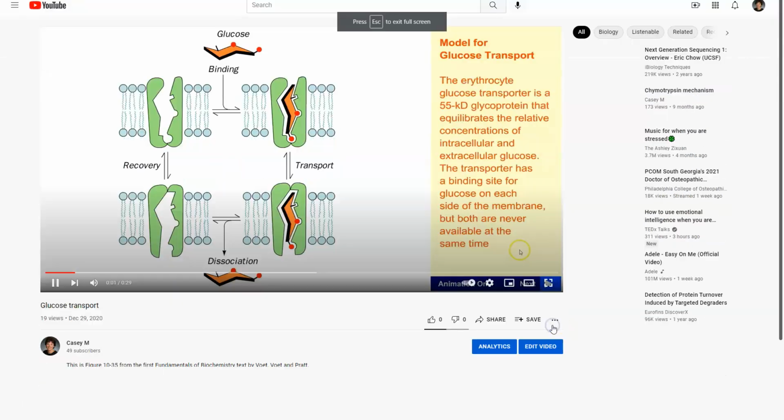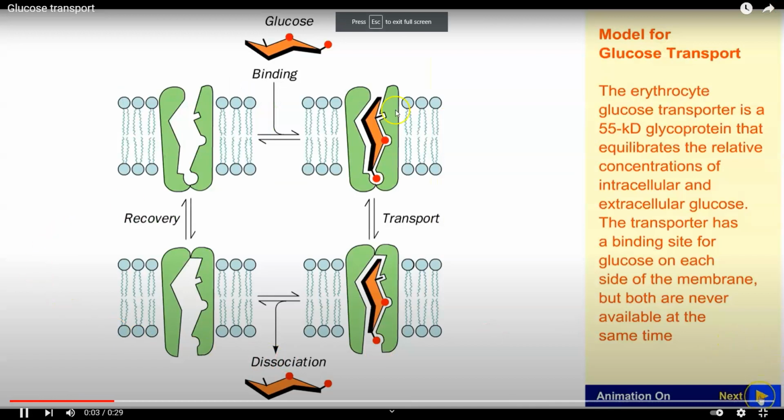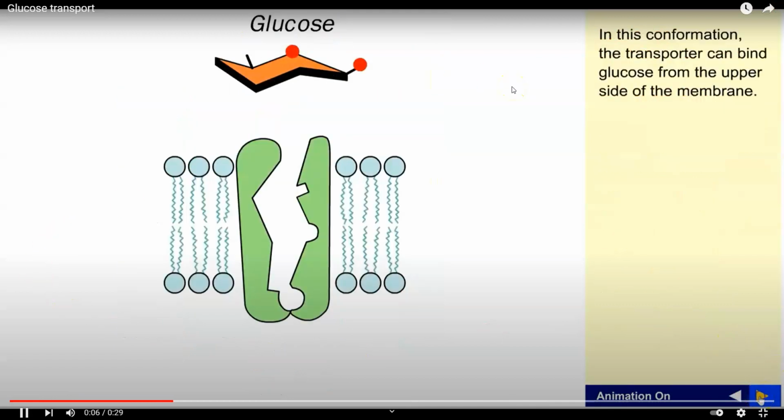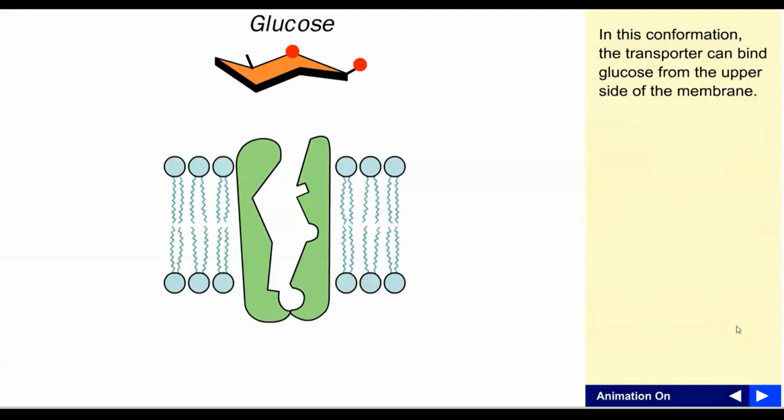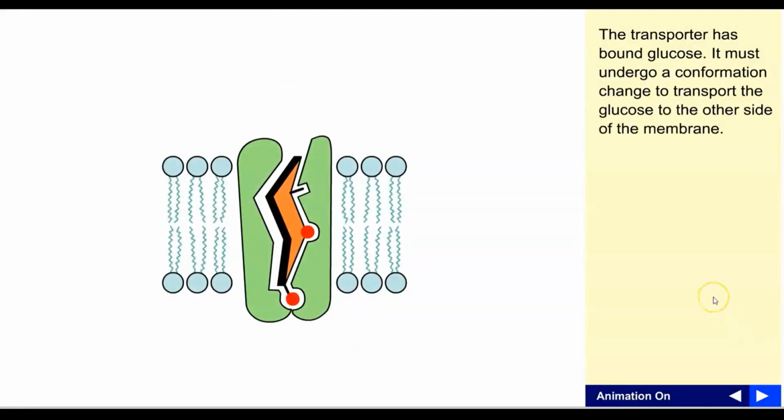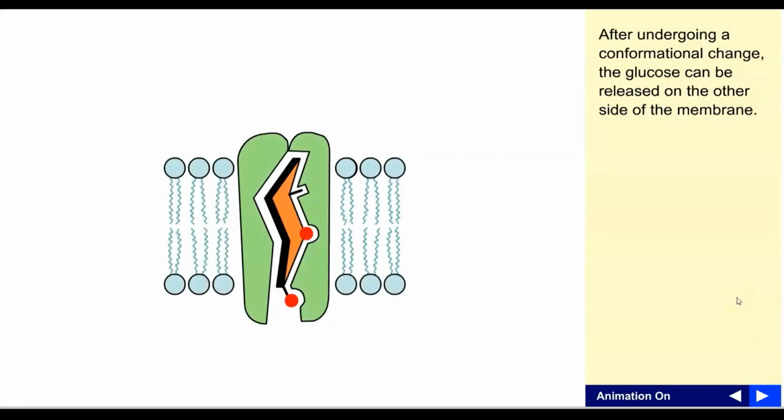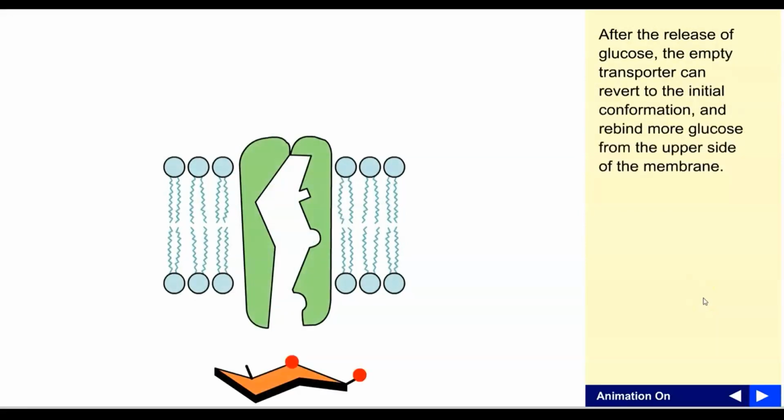So let's just, okay, so this is on YouTube. Hopefully I'm not going to see an ad. All right, so here we have glucose up here, and the glucose is going to bind to its transporter. So there's a very specific binding that occurs, and now glucose is bound to its transporter. And then there will be a conformational change that was just shown right there, and that allows the glucose to be released on the other side. So I think this shows pretty clearly the conformational change that occurs.